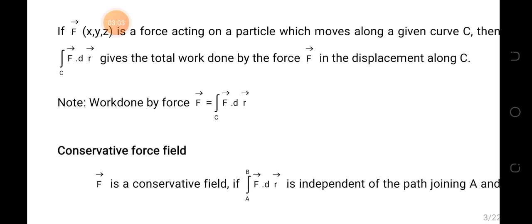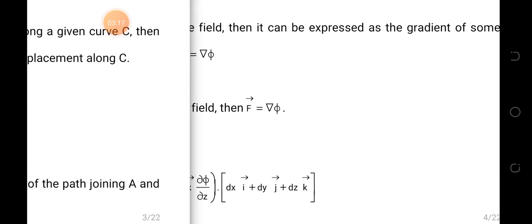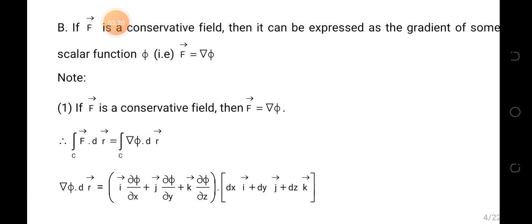And then conservative force field. f vector is a conservative force field if the integral from a to b of f vector dot dr vector is independent of the path joining a and b. If it is a conservative field, then it can be expressed as the gradient of some scalar function. We know the gradient is del phi. Similarly, we express the conservative field as f vector equal to del phi, where phi is a scalar function.